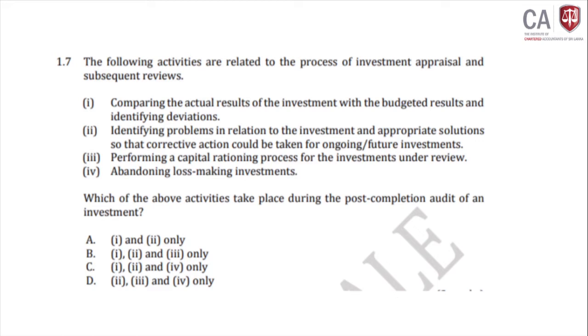So if you look at the answers given here, quite straightforward. If you look at number 1, comparing actual results of the investment with the budgeted results, that's something we do in the PCA. Number 2, identifying problems in relation to the investment and appropriate solutions, so corrective action could be taken for ongoing future investments. That's also correct. That's why we do that. We can't correct anything in the existing project. We can correct only the future projects.